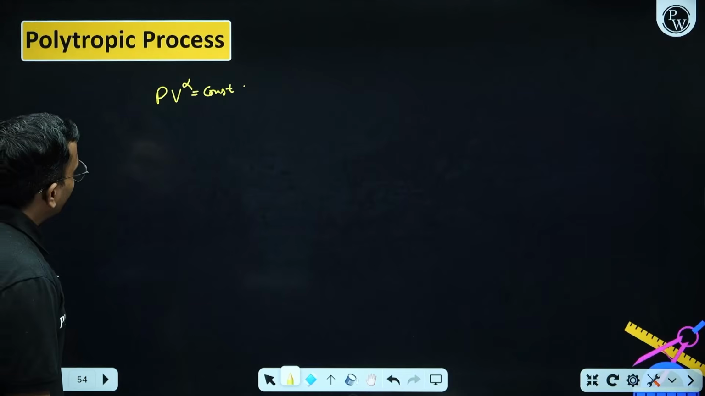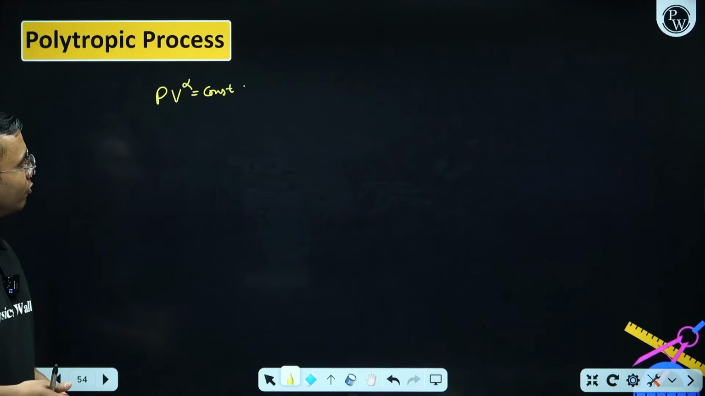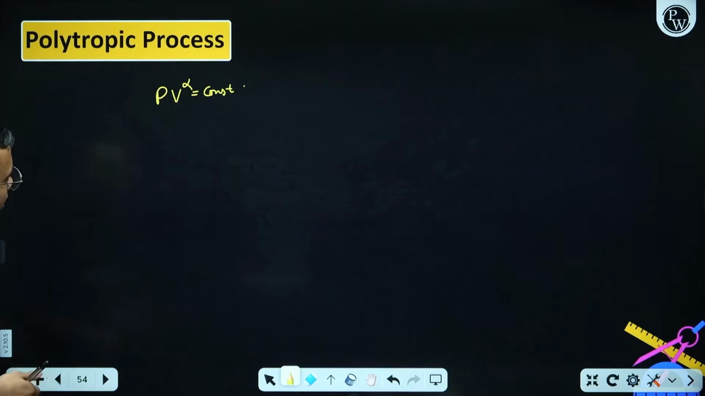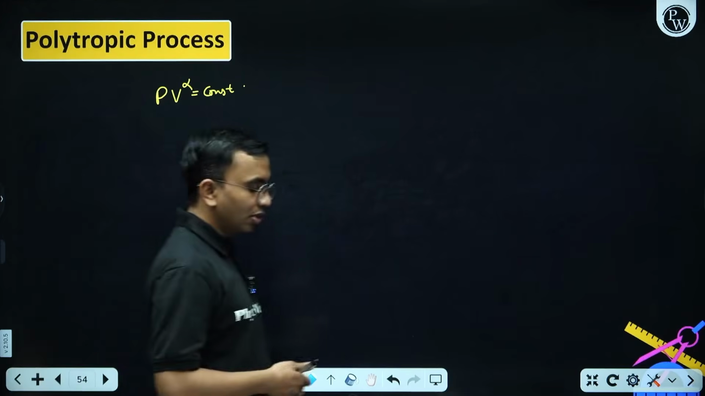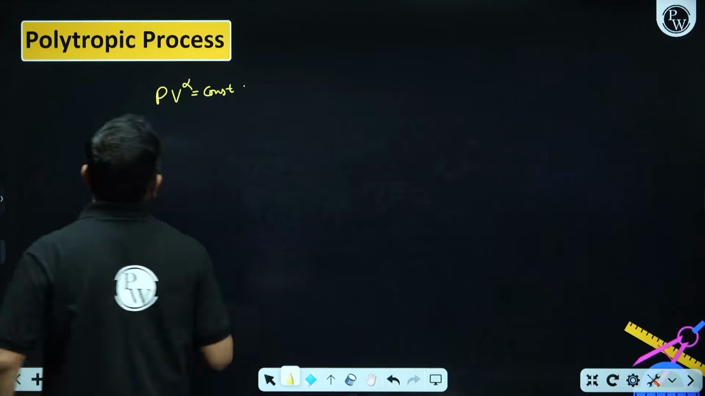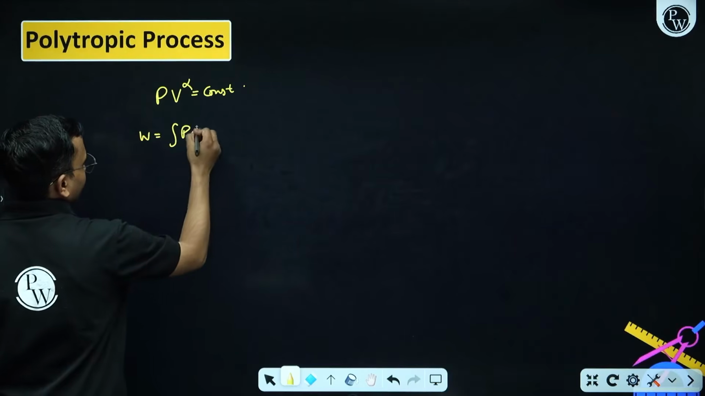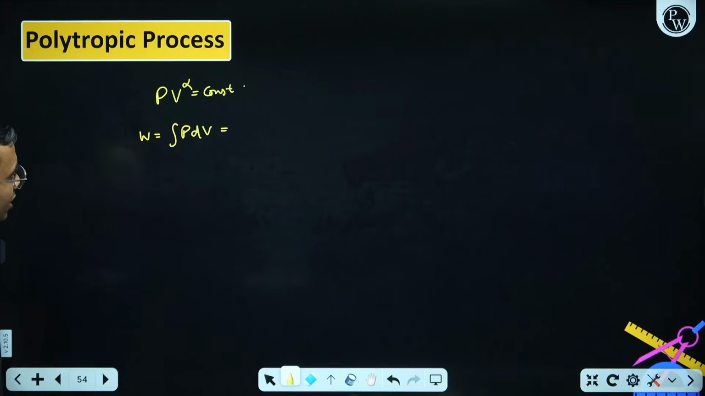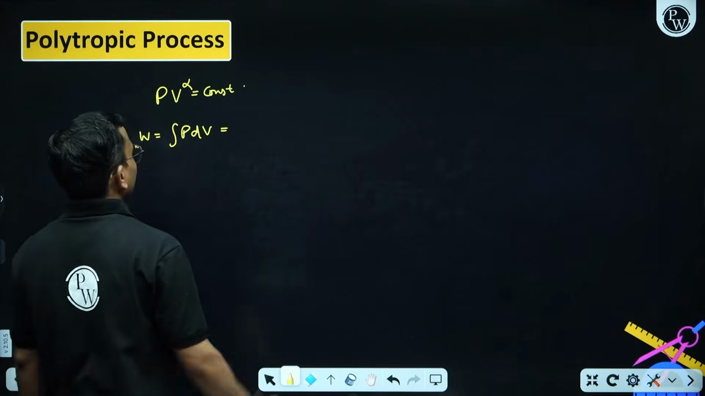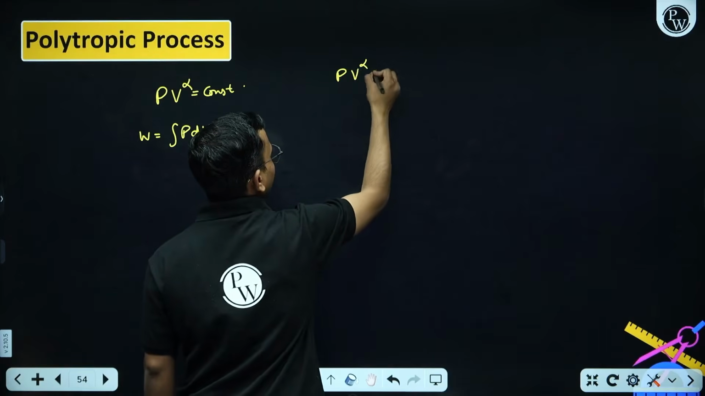So in the polytropic process, if I ask you how much is the work done, then you need to integrate it. Or if I ask you how much is the change in the internal energy, change in the internal energy is always nCv delta T, so that you can quickly write. But now let us write the work done expression, that is integration of P dV. Let us take this constant as some constant K. I'm taking PV to the power alpha as K.